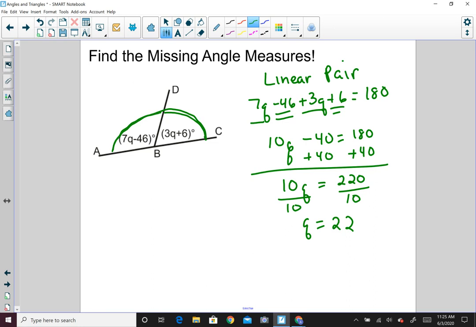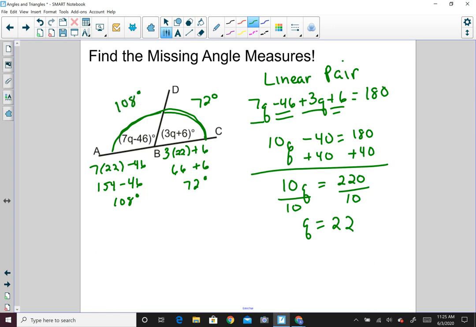Now I have to put that 22 back in both sides of this angle. So I got 3 times 22 plus 6. Well, 3 times 22 is 66 plus 6. 66 plus 6 makes 72. So this angle is 72 degrees. And now I have to check out this other one. 7 times 22 minus 46. Well, 7 times 22 is 154 minus 46. 154 minus 46 is 108. So this angle is 108 degrees.